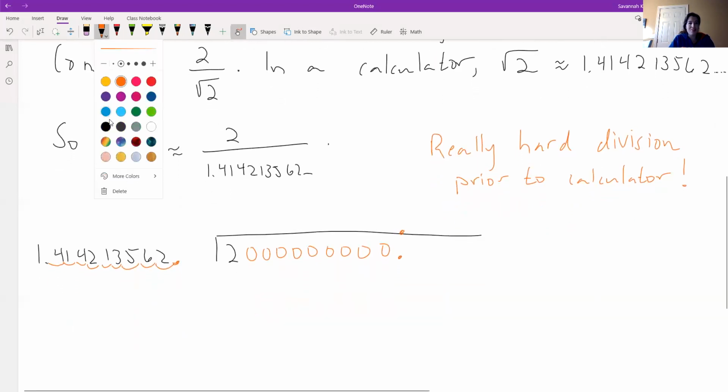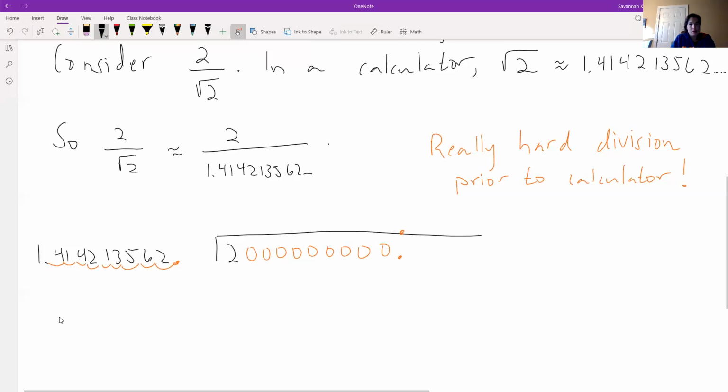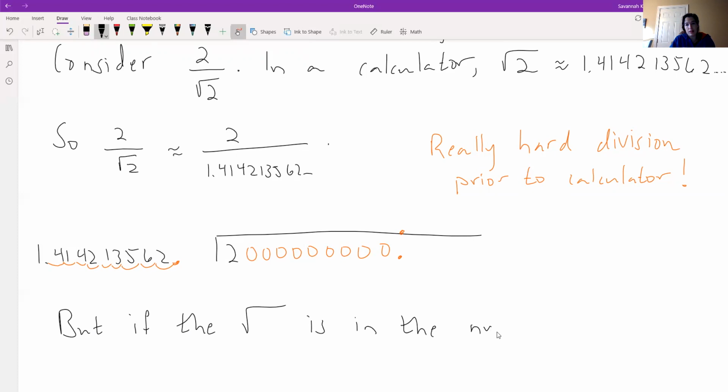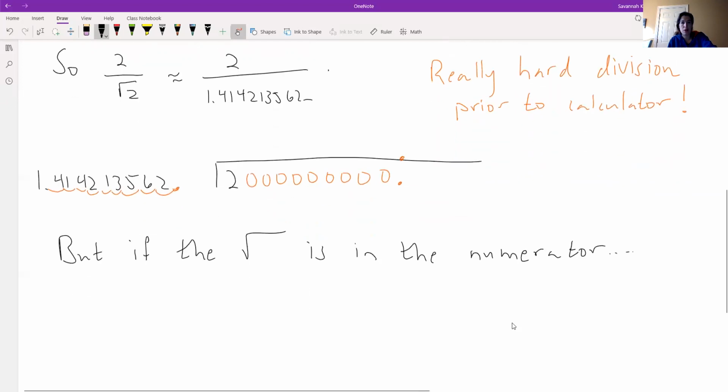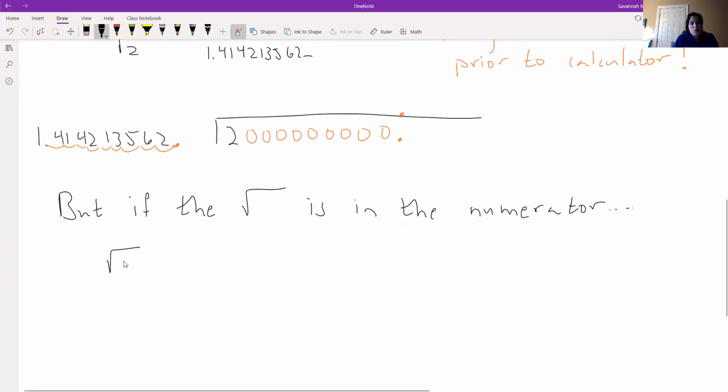On the other hand, if the square root is in the numerator instead of the denominator, so let me just make a totally different problem. So the square root of 7 over 4, that's approximately equal. If I grab my calculator, again, they probably would have back in the day used tables of approximations to do this.